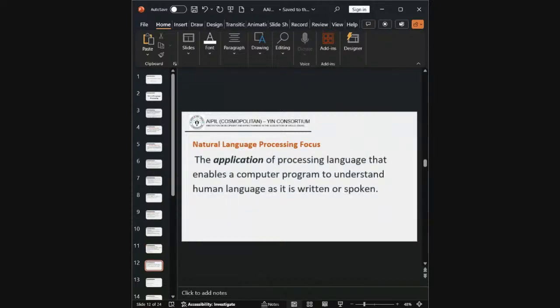You can see here, we said it is the application of processing language that enables a computer to understand human language as it is written or as it is spoken.